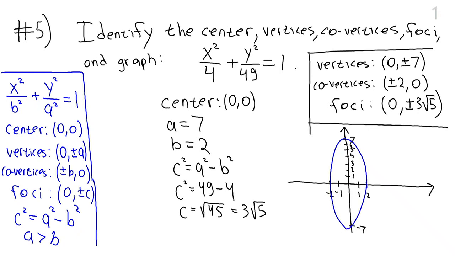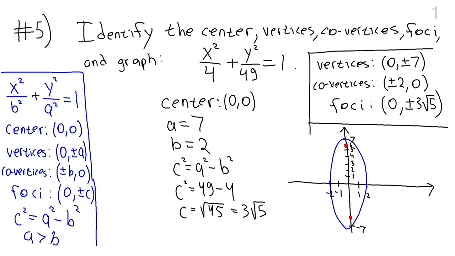And if we wanted to plot the two foci points, we can estimate it. Square root of 5 is a bit larger than 2, so 2 times 3 is somewhere a bit larger than 6, so we're going to have our foci somewhere here. So this is the graph of our ellipse.